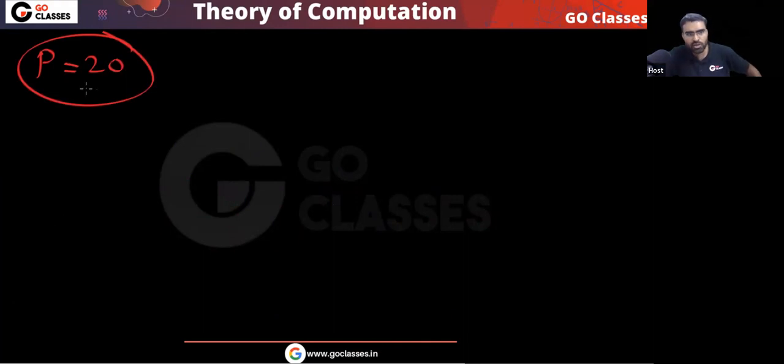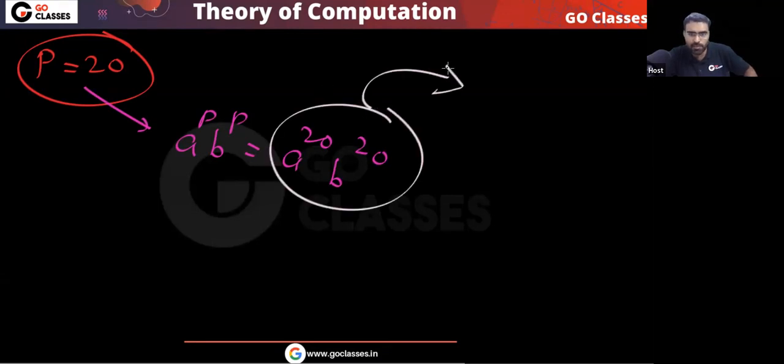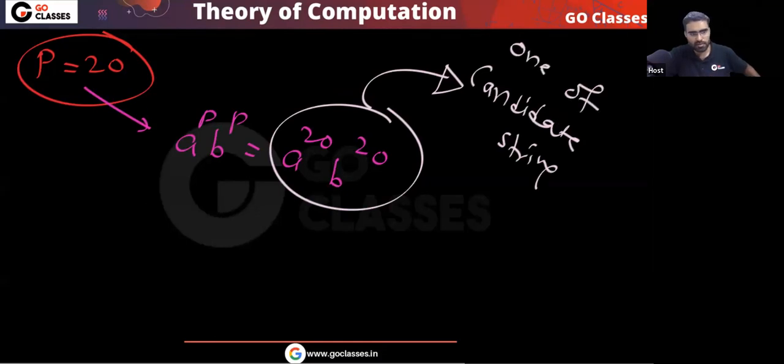Okay, for p equal to 20, can I say this is a candidate string? A power p, b power p means this a power 20, b power 20. Is this a candidate string? Does this string have the power to violate or satisfy? This string has the authority to satisfy or violate. Remember, this is one of the candidate strings.